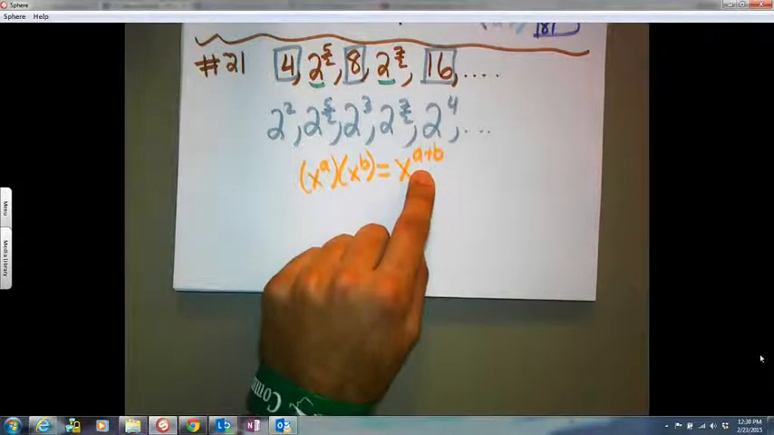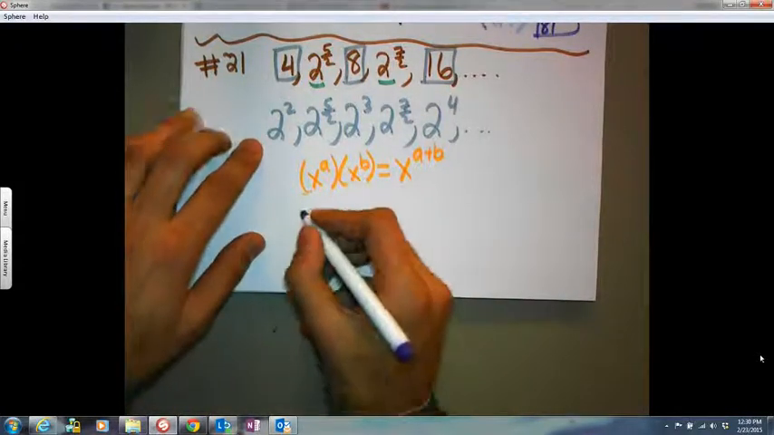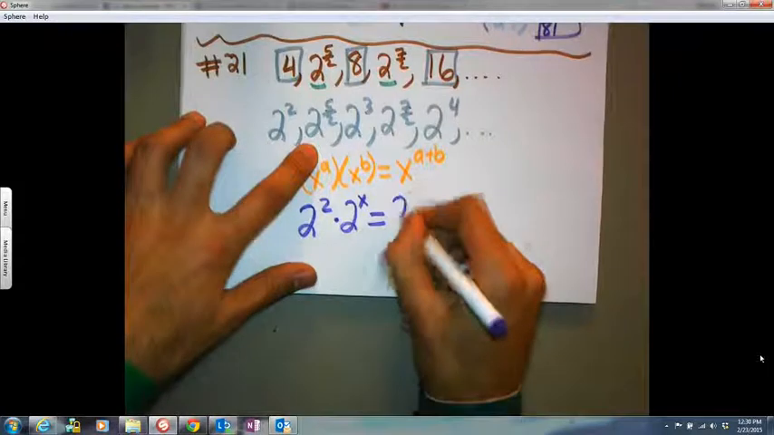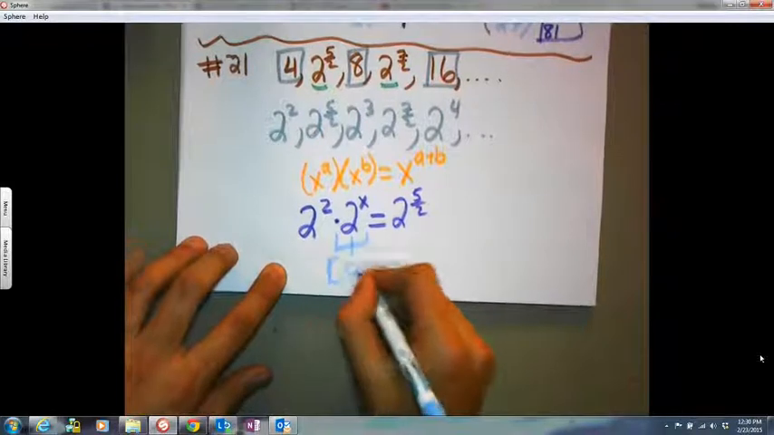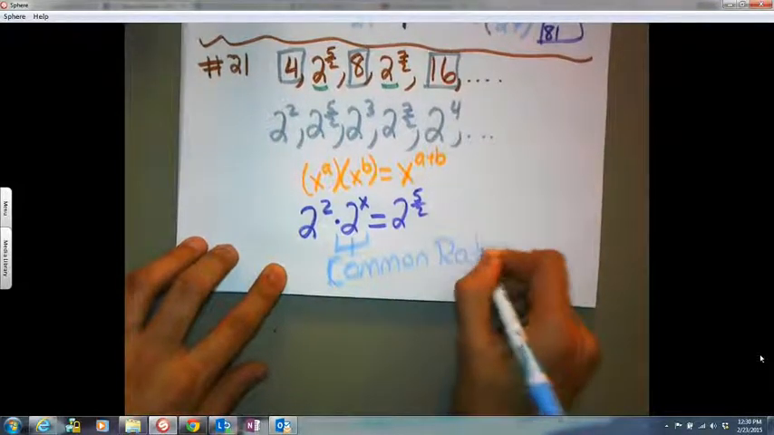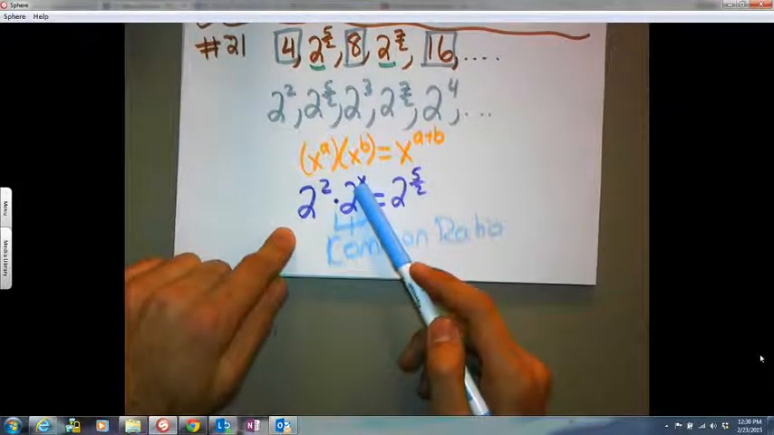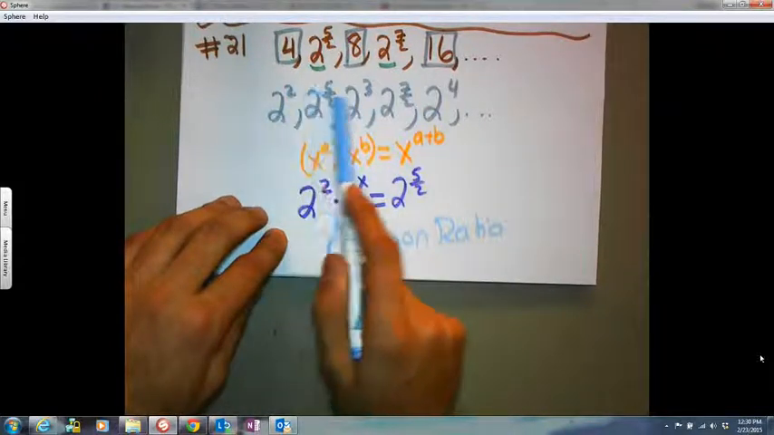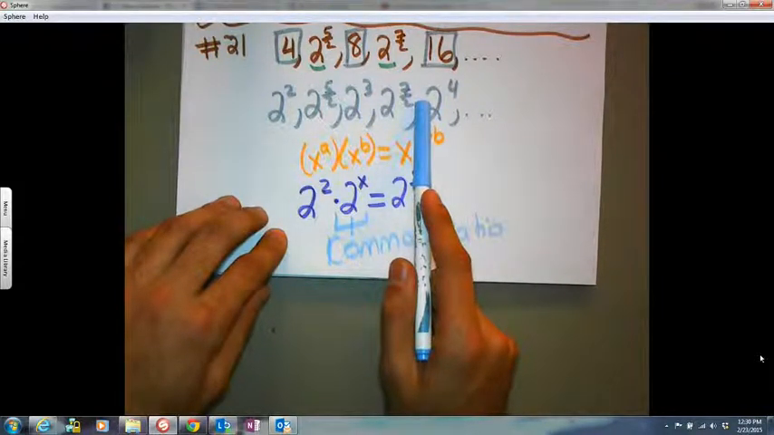It still might not be any easier, but here's where it gets a lot easier, I hope. 2 squared times 2 to the something power equals 2 to the 5 halves. This right here is the common ratio. And the question is, how did I know it was going to be 2 raised to some power? The only way I knew that was because I noticed that all of these were base 2 with exponents getting bigger and bigger. So now something must be happening here. I gotta find x. Let's do that.